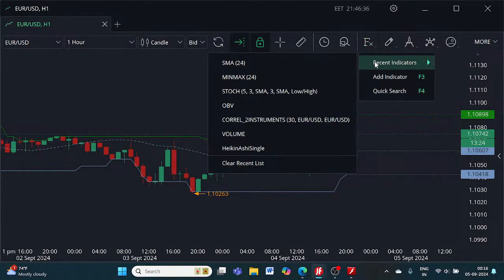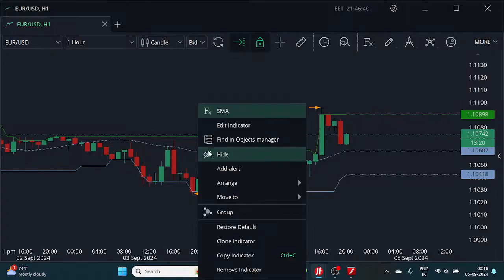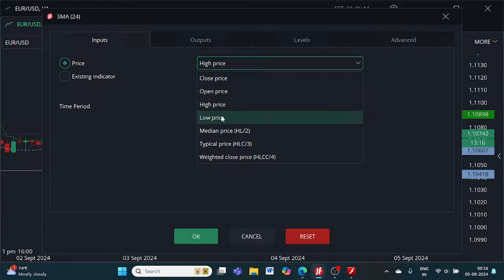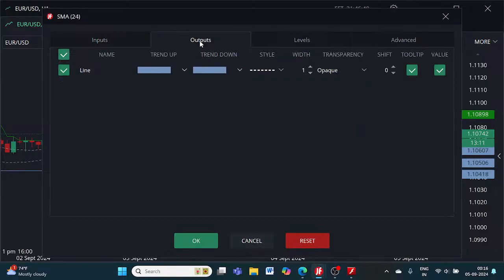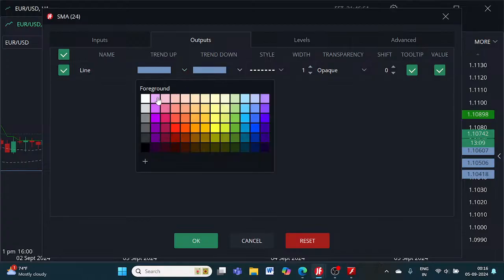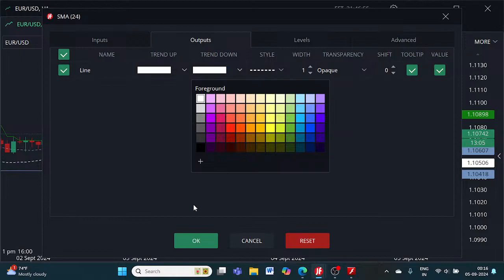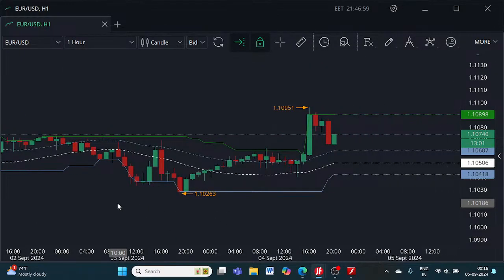Now I'm going to add another SMA. This also needs to be edited instead of high price. Now I'm going to plot it for the lowest price, low price. In the output, we will opt for a different color so that we can easily distinguish between these two SMAs.